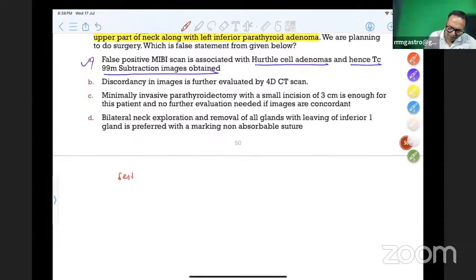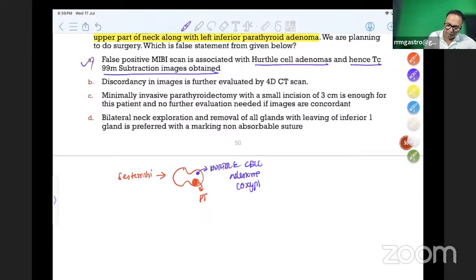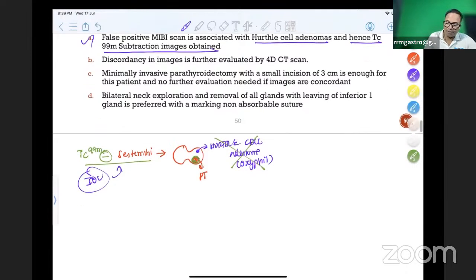When I do only a Sestamibi scan for the neck, what will happen? Any parathyroid adenoma will be picked up. But simultaneously, if there is a Hürthle cell adenoma, that also will be seen. Hürthle cell adenoma is a false positive image. It is due to rich oxyphil content. Therefore, what is ideal? If I do a technetium 99m subtraction scan, these Hürthle cells will disappear and I will only see the adenoma. So, this is the investigation of choice to locate: technetium 99m Sestamibi scan.